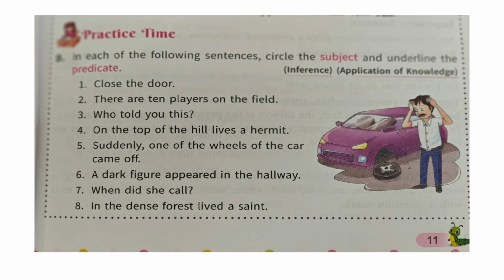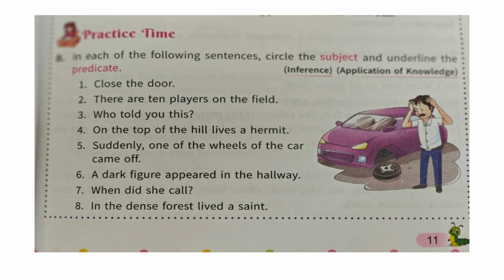Who told you this? ठीक है, ये किसने बताया? अब सब्जेक्ट क्या है इसमें? किस? Who. ओके, subject is who and predicate is told you this, जो last के 3 words हैं.